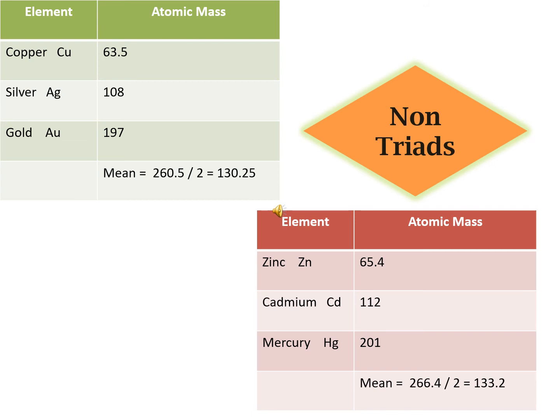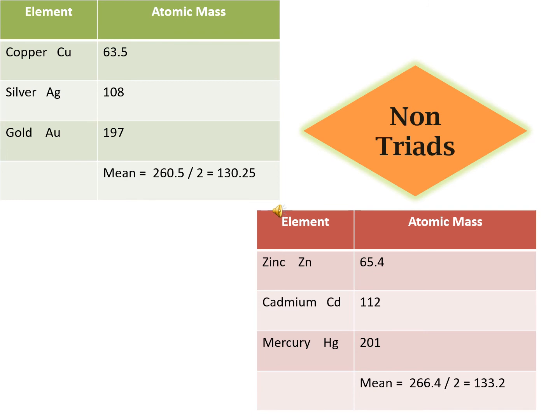But now just see the actual atomic mass of silver. The actual atomic mass of silver is 108. Now here there is a lot of difference between the atomic mass that we have calculated using Döbereiner's law and the actual mass of silver. So in this case, this difference cannot be ignored, and so copper, silver and gold cannot be considered to be a Döbereiner triad.